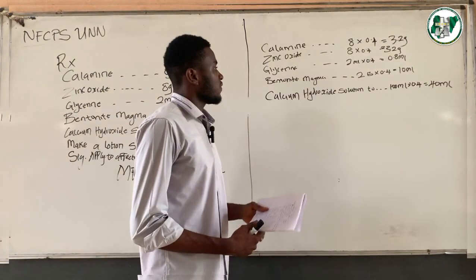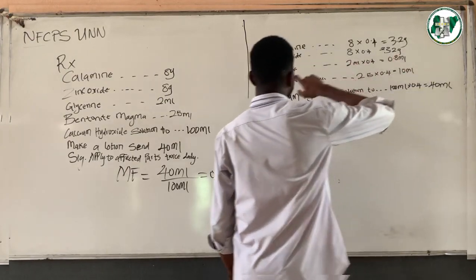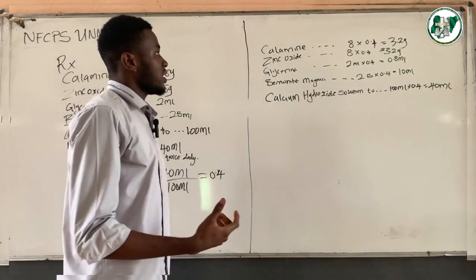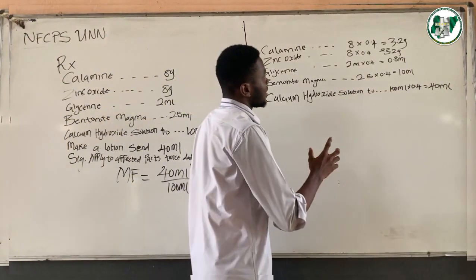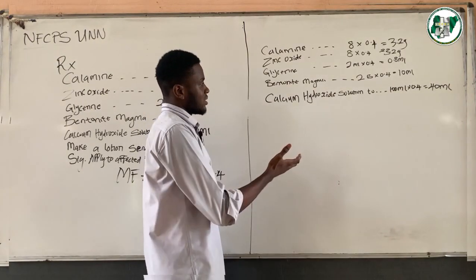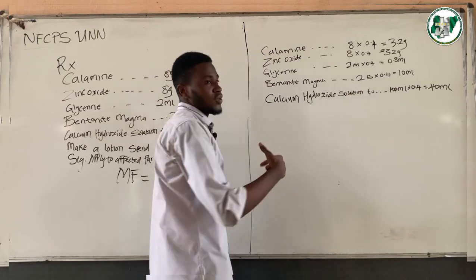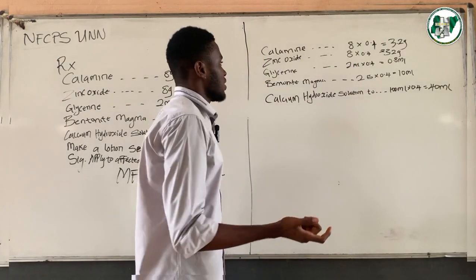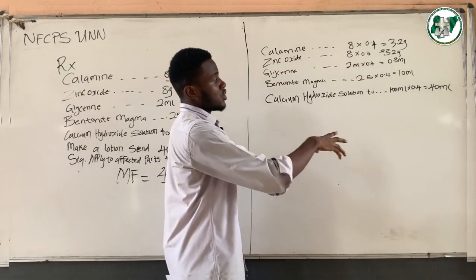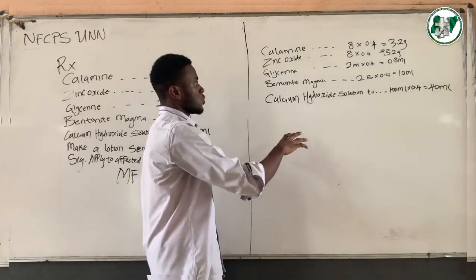So what we do after this is to say that 3.2 gram of calamine and 3.2 gram of zinc oxide were weighed into a mortar and triturated to an even mixture until a homogeneous mixture was obtained. Then a little quantity of calcium hydroxide solution was added into the mortar to give you a pourable paste, which was then transferred into your already tarred dispensing bottle, which should have been tarred at 40 ml.